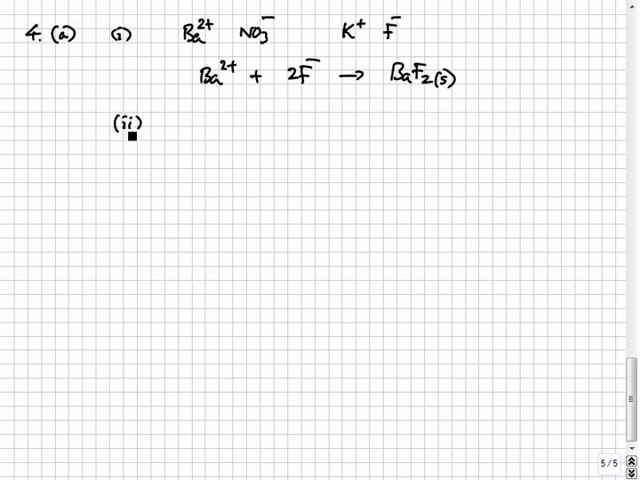2. Because the stoichiometry is 2 moles of F- to 1 mole of Ba2+, if you have an equal number of moles of F- and Ba2+, F- will be the limiting reagent.